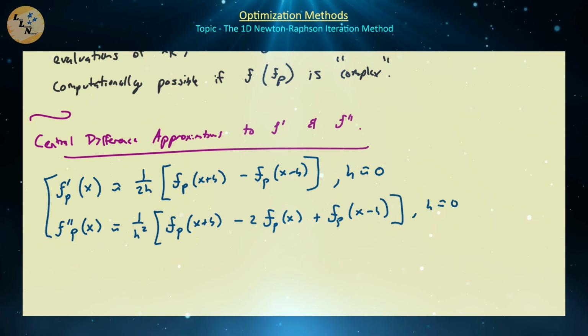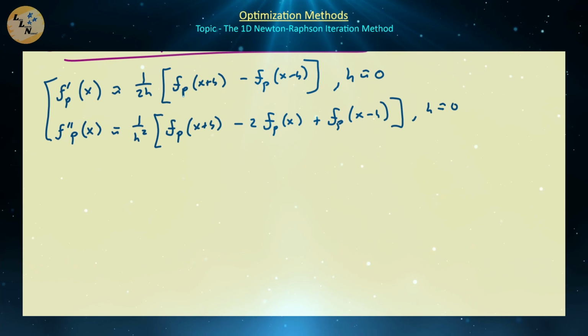And you can ask, well, can I use the forward and backward difference approximations to f prime and f double prime? The answer is of course, but you should be able to show, if you're familiar with these things, that the central difference approximation is a lot more accurate, generally speaking, for an arbitrary function compared to the forward and backward difference approximations. So if that is the case, we should be able to rewrite, for example, the zeros perspective of the Newton-Raphson iteration method.